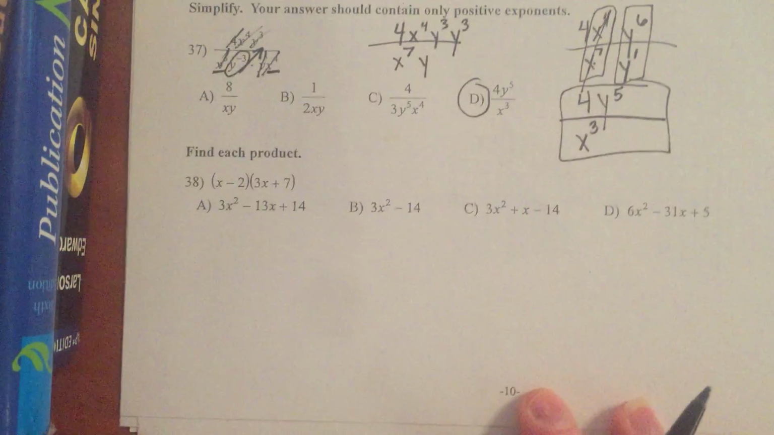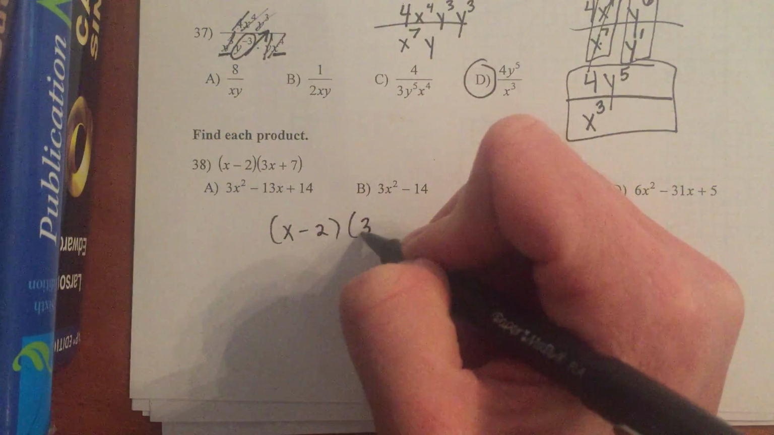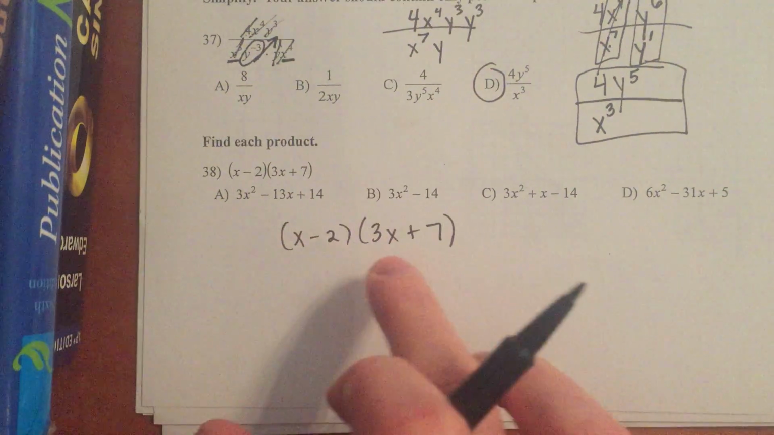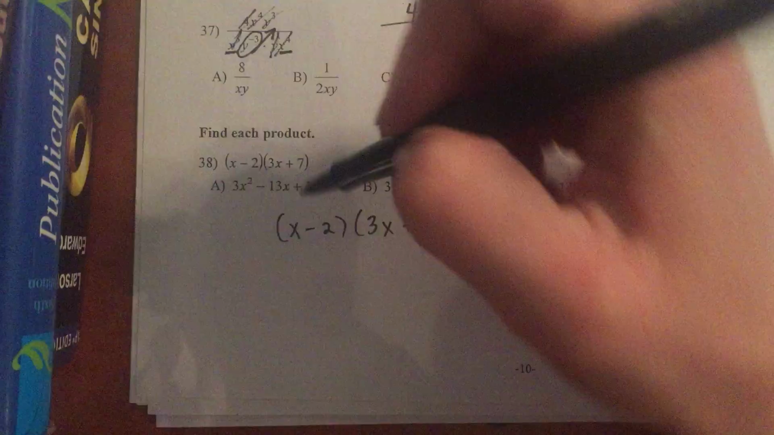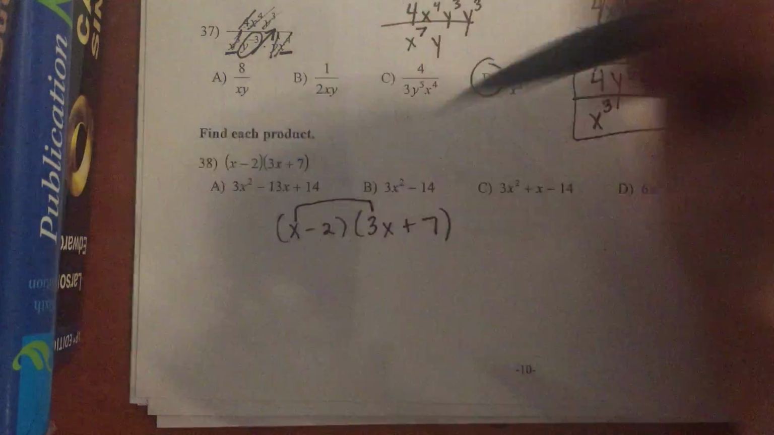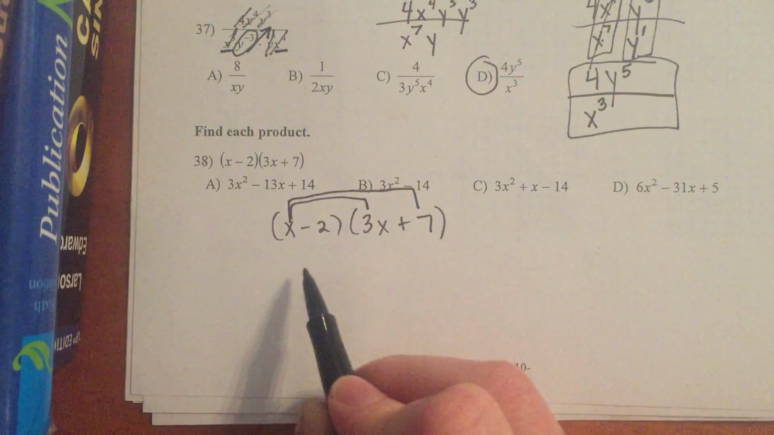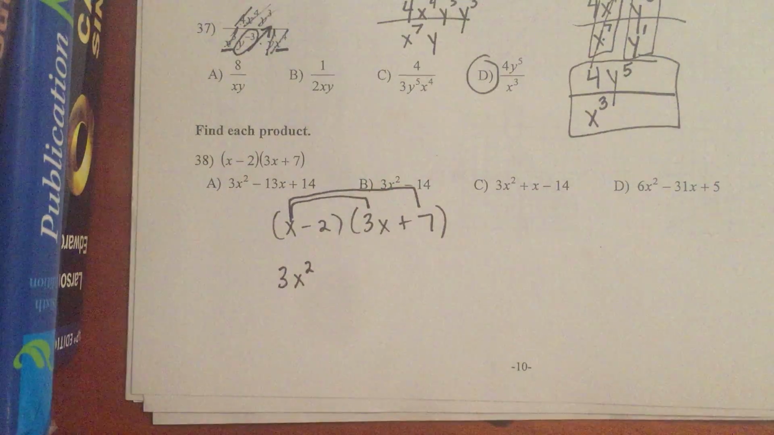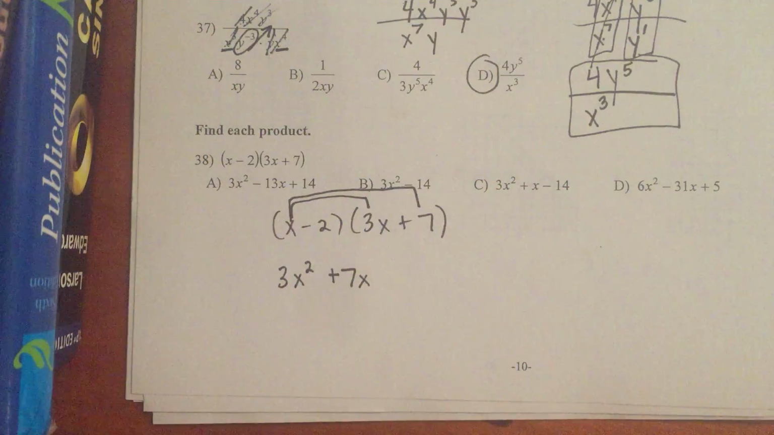Okay, 38, find each product. We have to remember to distribute. x minus 2 times 3x plus 7. Anytime you have a binomial multiplied by a binomial, you're going to have to distribute or multiply 4 times. So starting with the x gets multiplied by 3x, but the x also gets multiplied by 7. So x times 3x is 3x squared. x times 7 is 7x. And then that x has been dealt with.